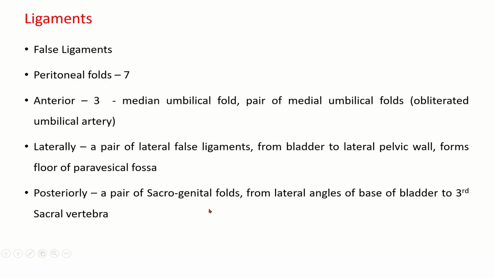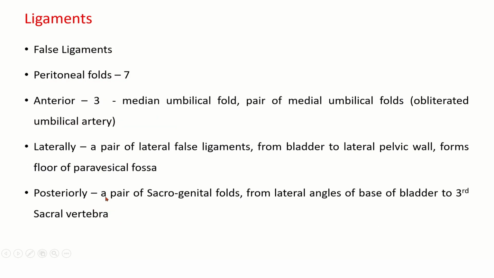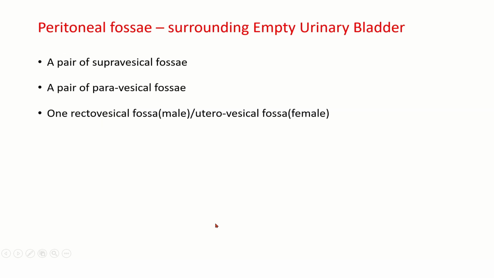Posteriorly, a pair of sacrogenital folds extends from the lateral angles of the base of the bladder to the third sacral vertebra. So if you see here, the posterior true ligaments extend as a sheet from the side of the base of the bladder to the lateral pelvic wall, which contains the plexus of vesical veins. Whereas the posterior false ligaments are a pair of sacrogenital folds which extend from the lateral angles of the base of the bladder to the third sacral vertebra.